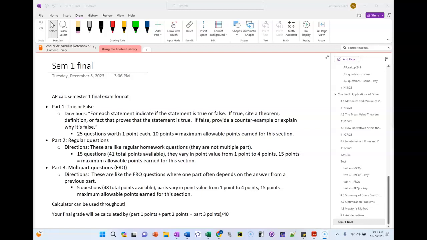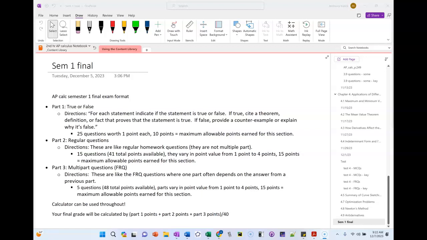But the goal of the game here is collecting points, right? You can jump back and forth between the sections. You have your calculator the entire time. You can use your calculator through the entirety of the test. How long do we have? It's a normal 80-minute or 85-minute period or whatever, I think.